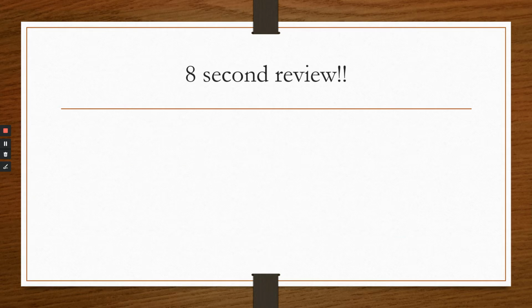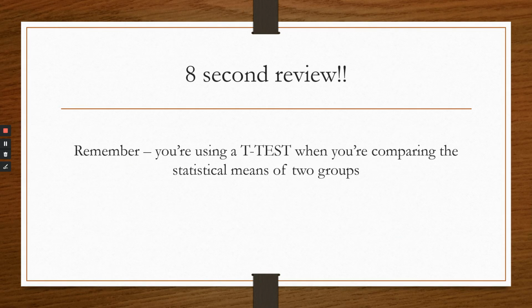And a real quick 8-second review, specifically about t-tests. Remember, when you're using a t-test, you've done that to compare the statistical means of 2 groups. If it's 2 groups, it's a t-test, okay? Anything else, like 3 groups, is an ANOVA, or if you're trying to relate one group of numerical data to a completely different group of numerical data, that's correlation. But when you're comparing 2 groups and you're looking at one common output, that's a t-test, okay?